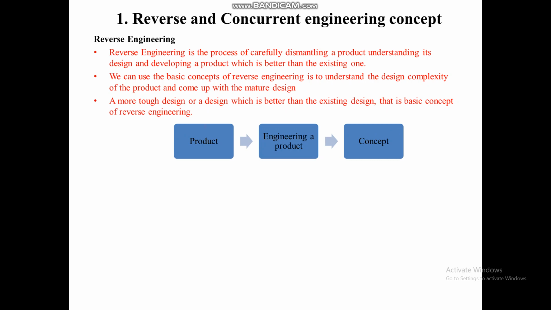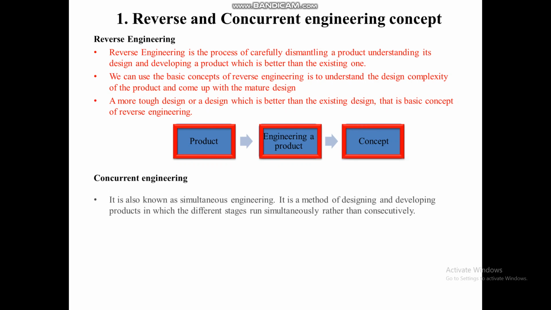First we have a product, then we study that product, that is, engineering a product. Engineering a product is the process in which every aspect of a product, like planning, designing and manufacturing, is laid down. Then finally we get a concept regarding that product. This whole process is known as reverse engineering.